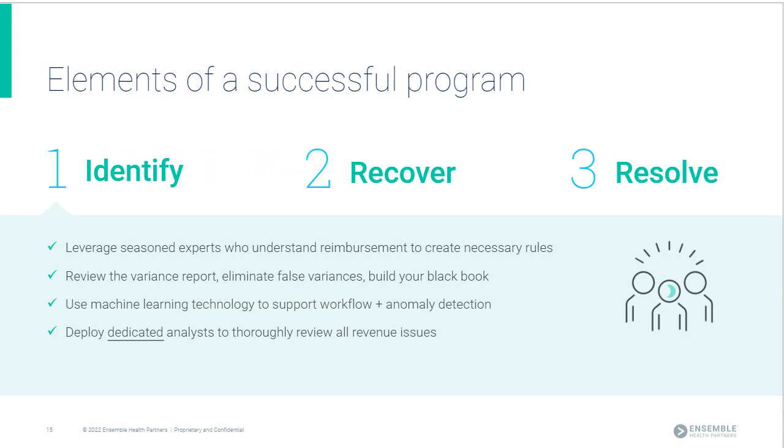So Andrew, let's summarize three key components of a successful underpayments program. One, identify. Have experts who understand reimbursement to create the necessary variances off the payment variance, and then the revenue cycle rules, as you outlined. 70% of most of the things that we find across the country come off the variance report. Also, invest in this talent. Recall, hospitals on average lose 1 to 3% of net revenue to commercial payers. So it's really important to invest in building out a team to work the variance report, but again, as you mentioned, eliminate the false variances to strengthen its capability while also building your black book of rule sets and queries. Take the good work of your critical thinkers and invest in machine learning technology to support your workflow and identify those anomalies.